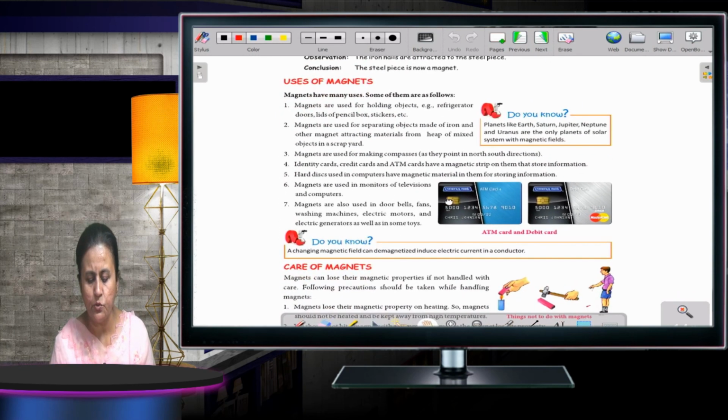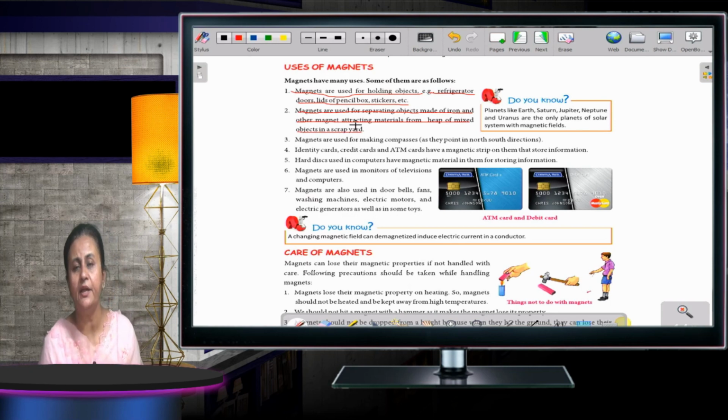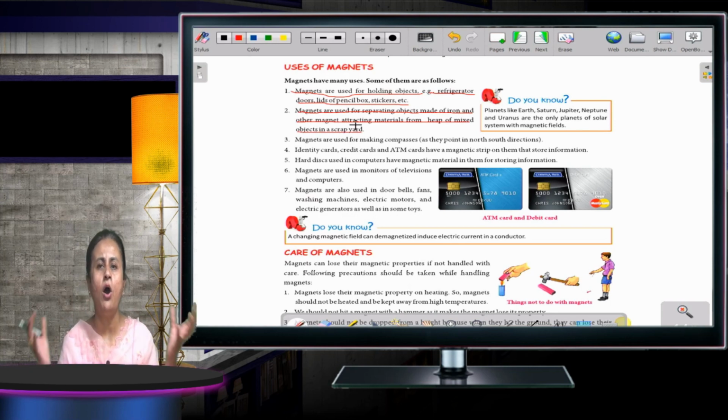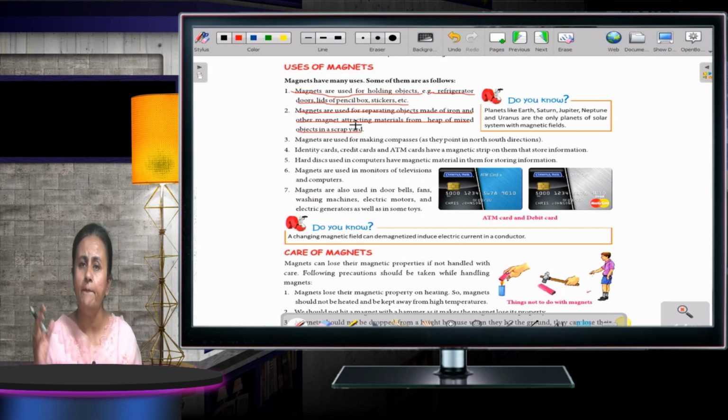Now, moving to the next page. Now we have uses of magnet. What are the different uses of magnet? The first one is magnets are used for holding objects, that is refrigerator doors, lids of pencil box, stickers, etc. Second is magnets are also used for separating objects made of iron and other magnet attracting material from a heap of mixed objects in a scrap yard. Scrap yard is a place where all the scrap is there. In case you want to separate the metallic things, what will you do? You will bring the magnet down and all the metallic things will stick to the magnet.